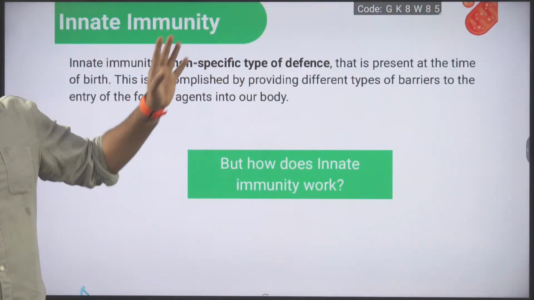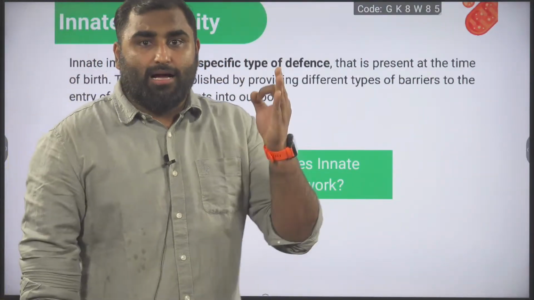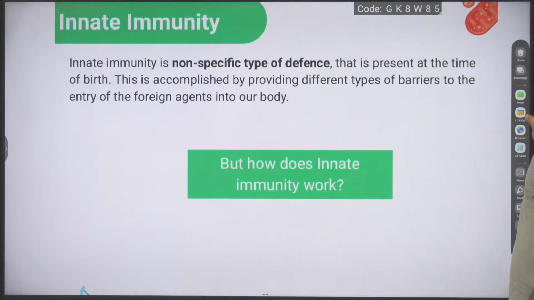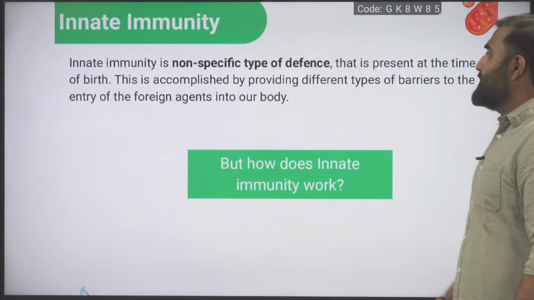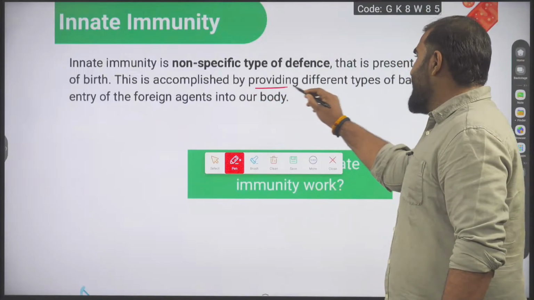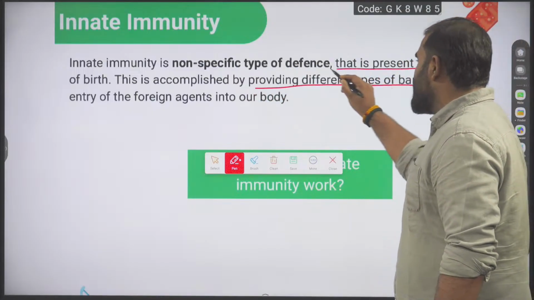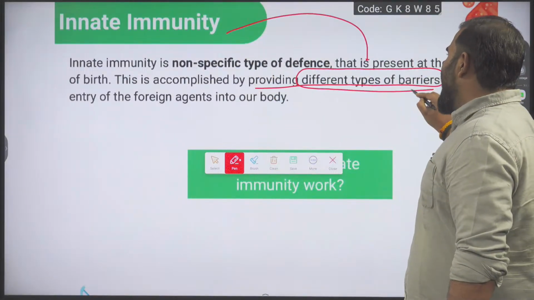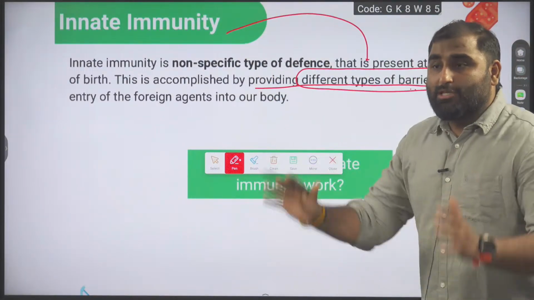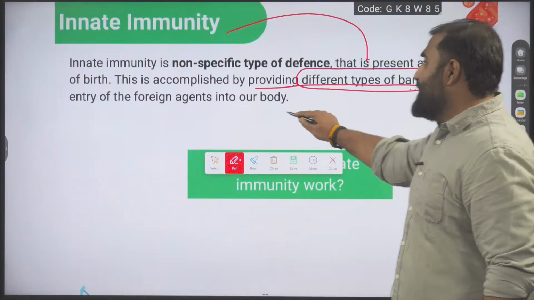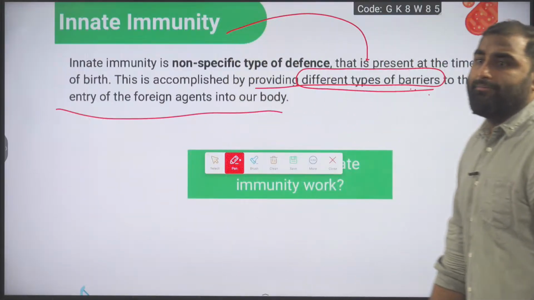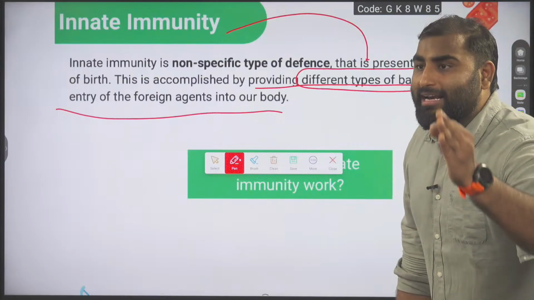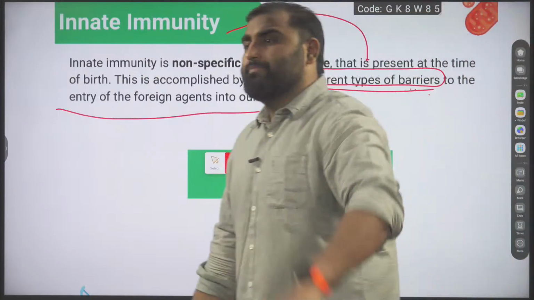How is it accomplished? Innate immunity provides immunity by providing different types of barriers. So this is very important. Innate immunity provides you barriers, which basically prevent the entry of foreign agents in your body.